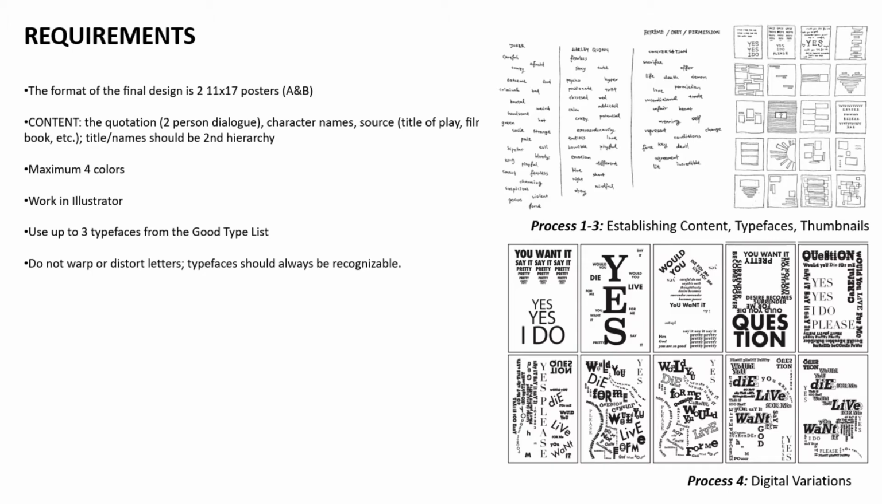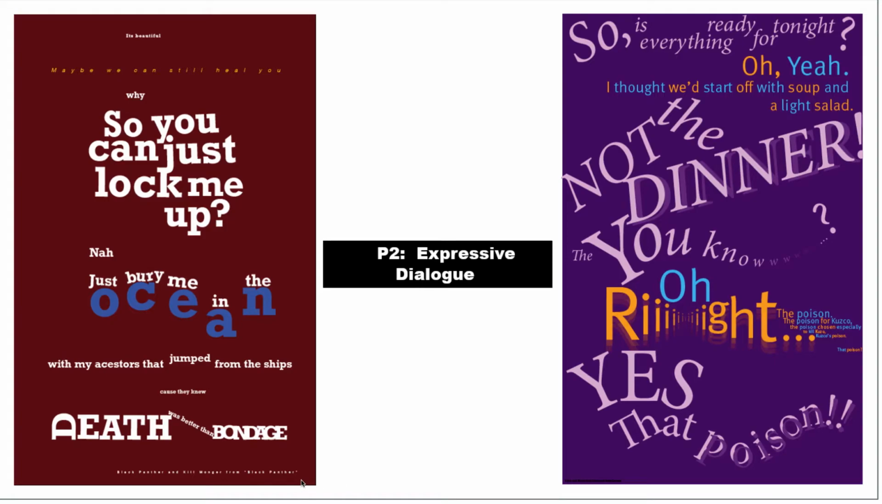So yeah, two posters, and then the content, you're going to have the quotation, so the two-person dialogue, the character names, and the source, so wherever it's coming from, if it's the title of a play, a film, or a book. And the titles and the character names are going to be second hierarchy. So what I mean by that is, in this example of Black Panther, the characters' names are down here, Black Panther and Killmonger from Black Panther. And second hierarchy is that it's not competing with the most important part, which is the dialogue.